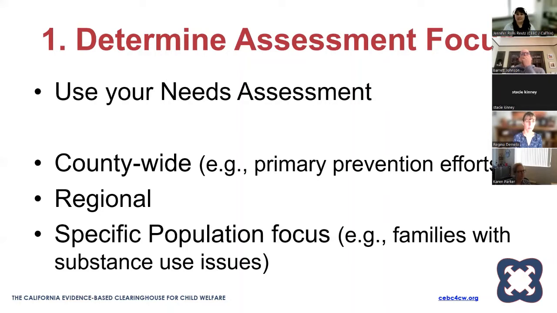Keep in mind that your asset map can still be countywide. So you might look at parent support programs across the county, or you might have identified specific areas of your county that had higher needs, and so you might target it to a regional area. You might have identified needs that were more special populations, like the example I gave here of families who have substance abuse issues. So whatever the issue is, first you want to frame the context. What are you mapping? Put your boundary around it so you don't get overwhelmed with what you have to collect.